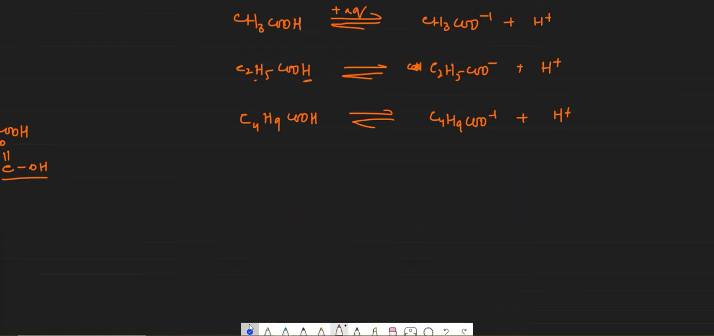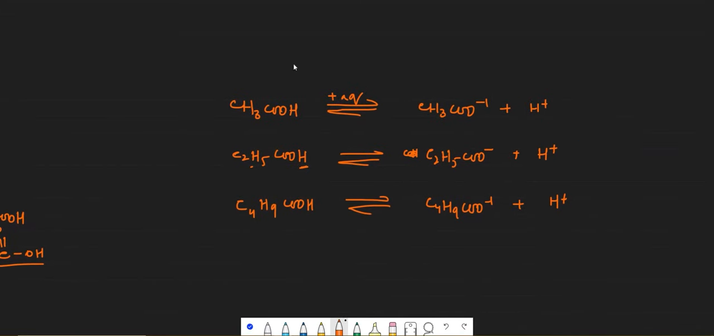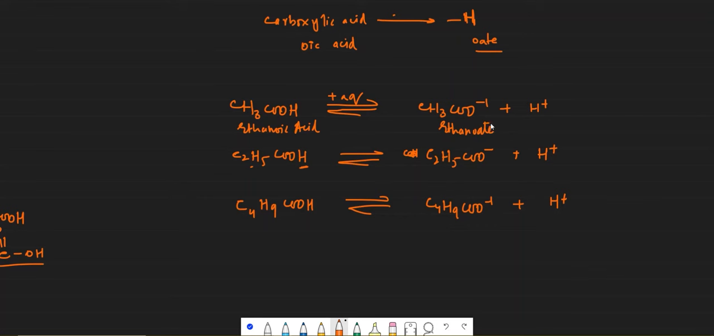And you need to know one thing: when a carboxylic acid loses a hydrogen, the name changes in the following way. -oic acid becomes -oate. Like in this case, this is ethanoic acid. Ethanoic acid has 2 carbon atoms. When it loses hydrogen, it becomes ethanoate. This is propanoic acid. It becomes propanoate. In this case, this is the ethanoate ion. This is the propanoate ion.